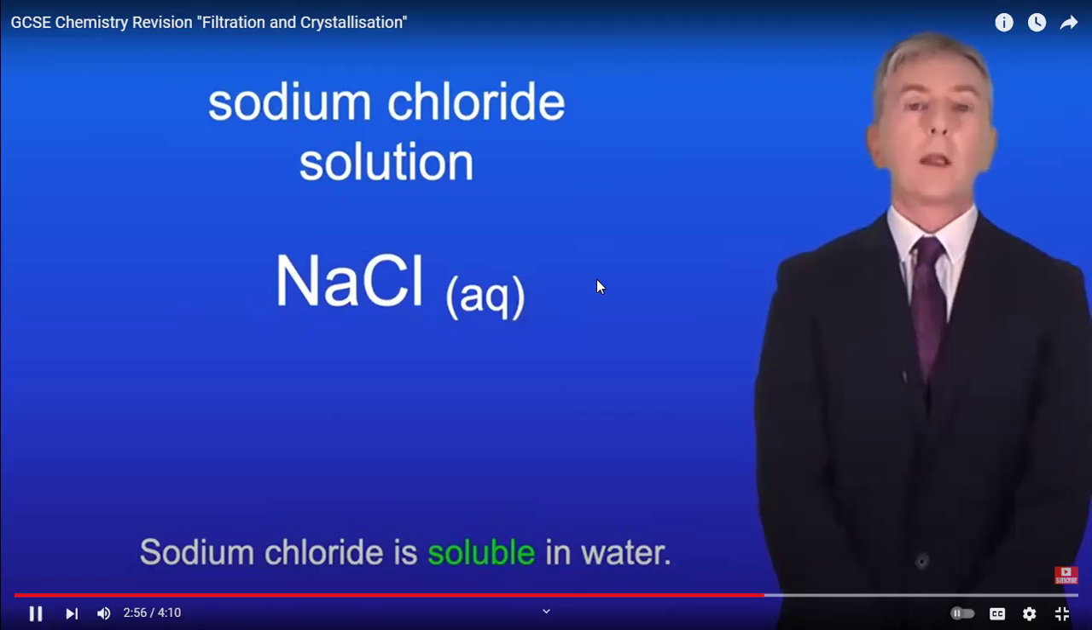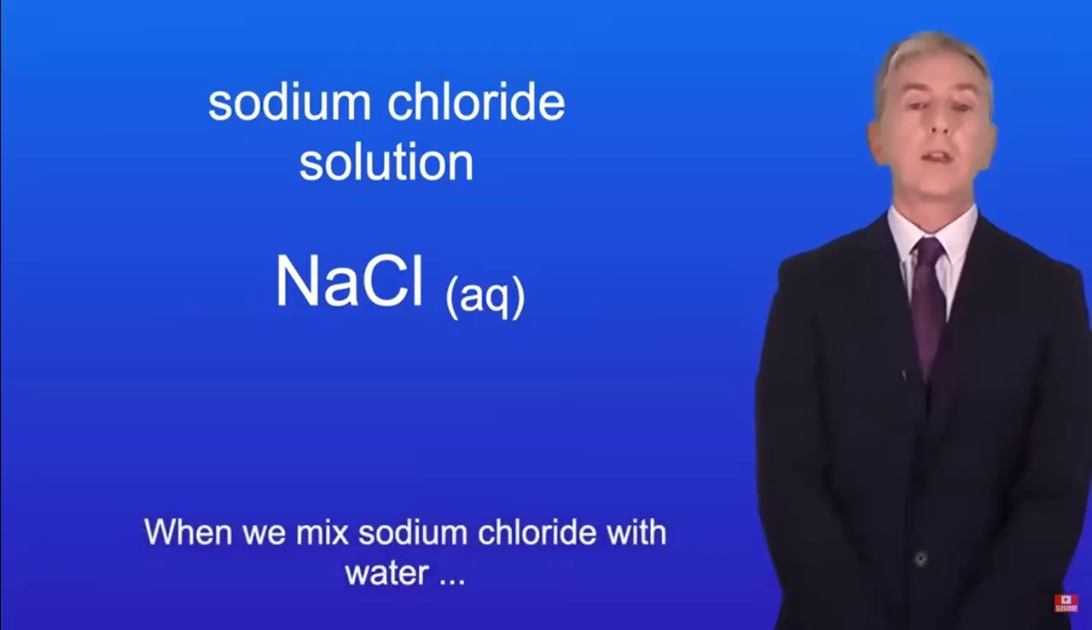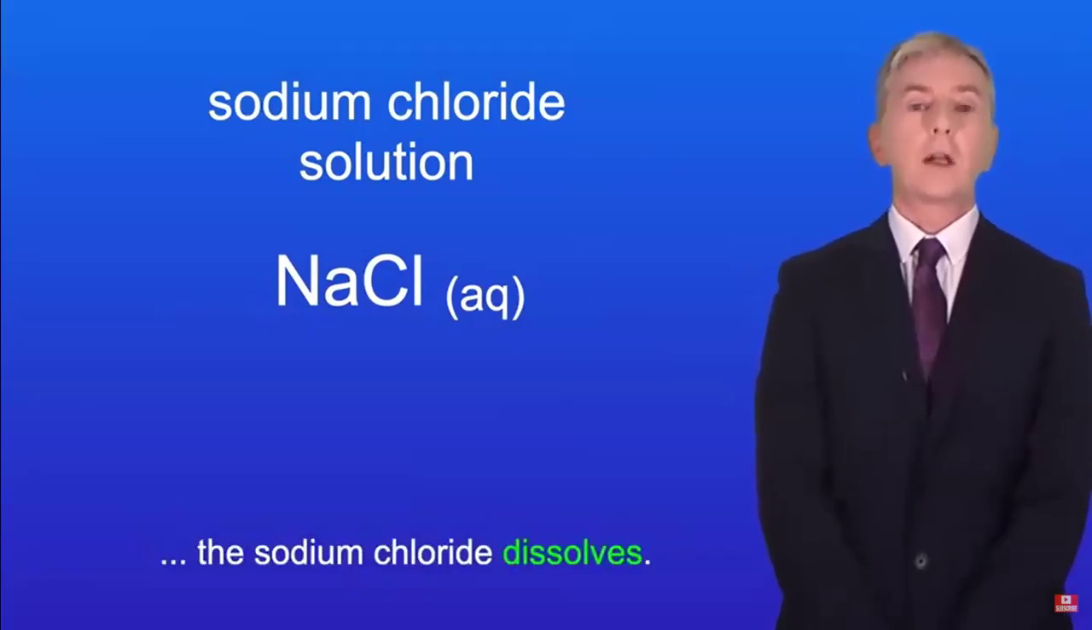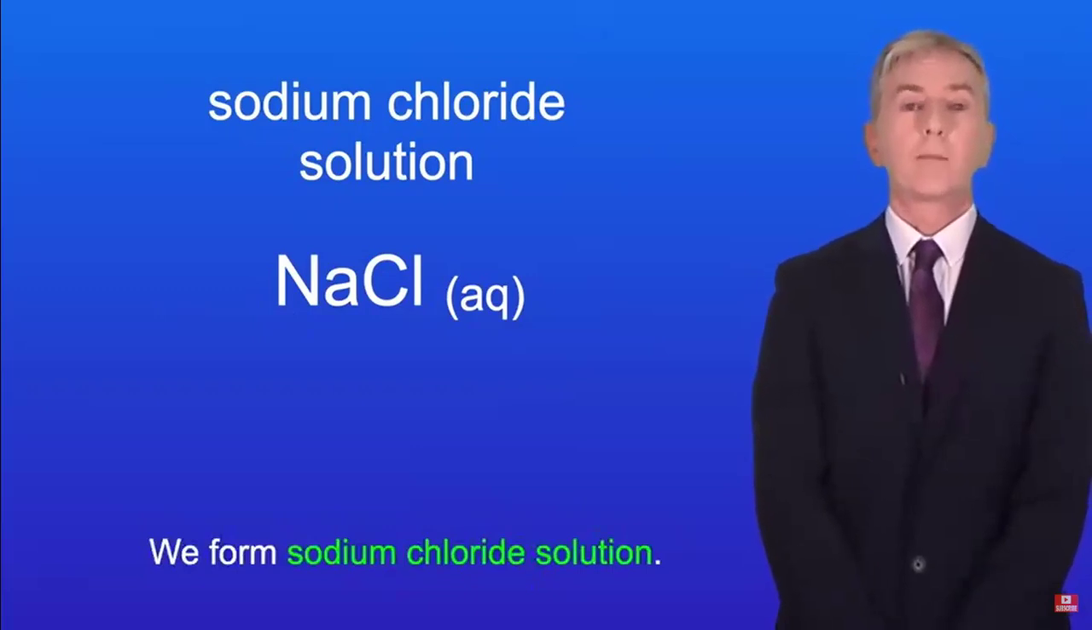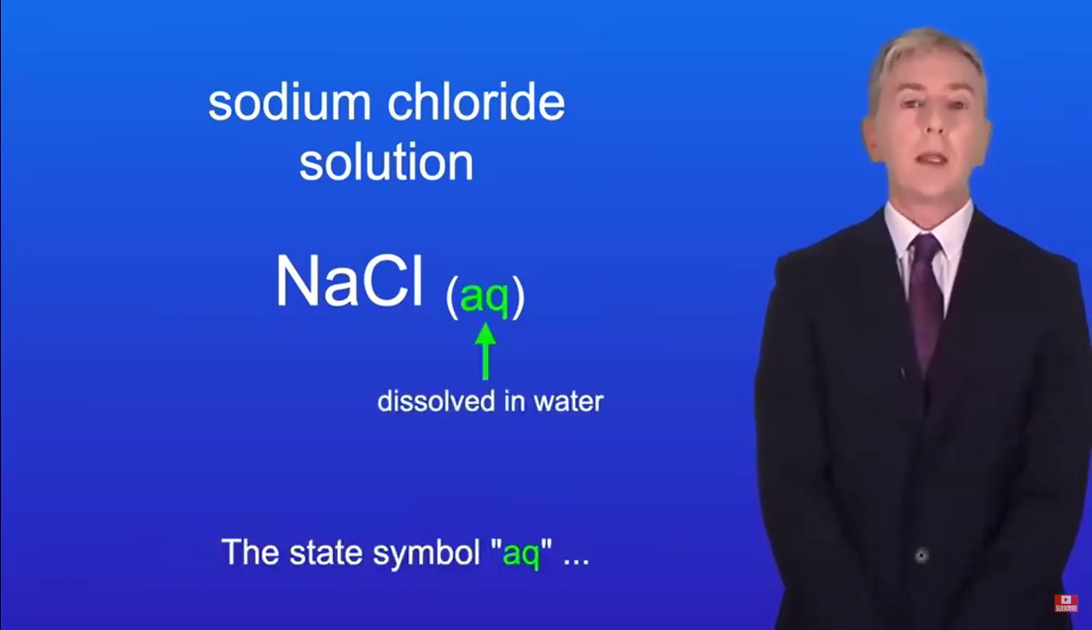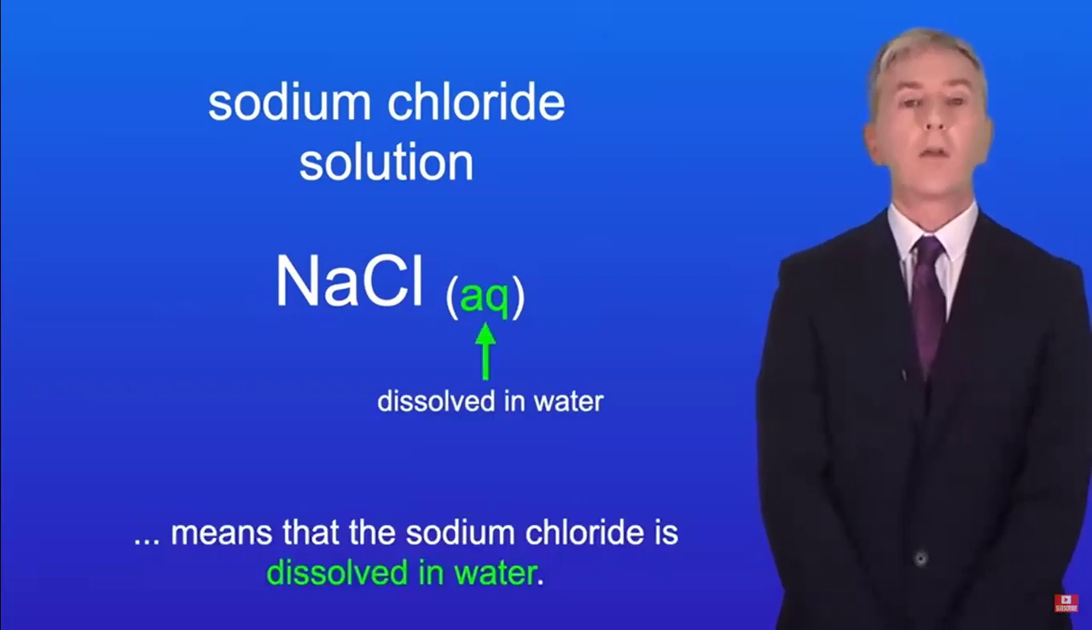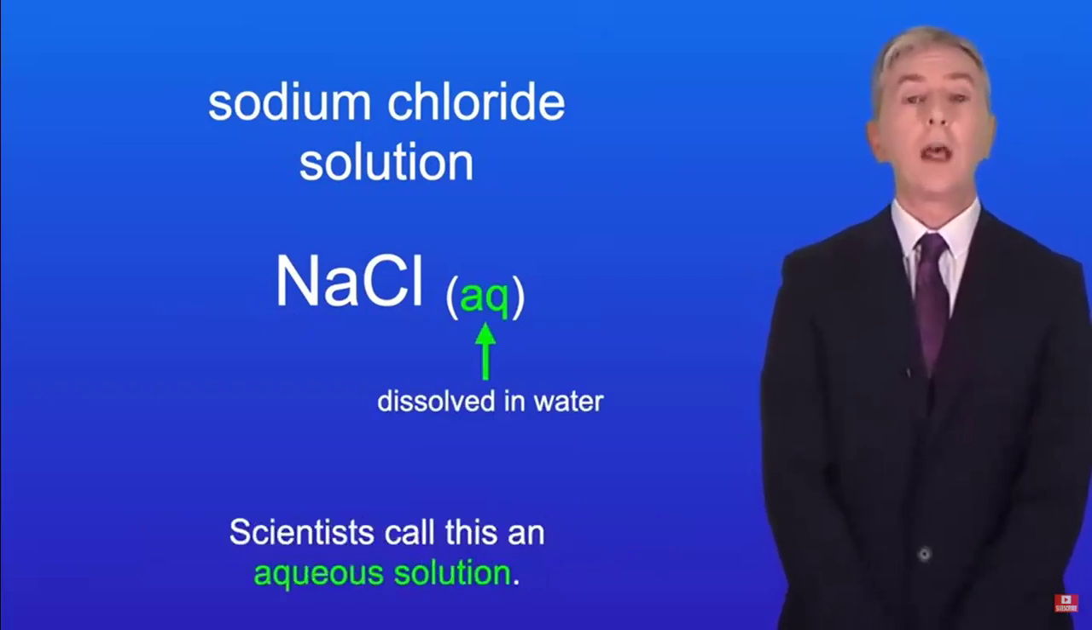And water. So when we mix sodium chloride with water, the sodium chloride dissolves and we form sodium chloride solution. The state symbol AQ means that the sodium chloride is dissolved in water, and scientists call this an aqueous solution.